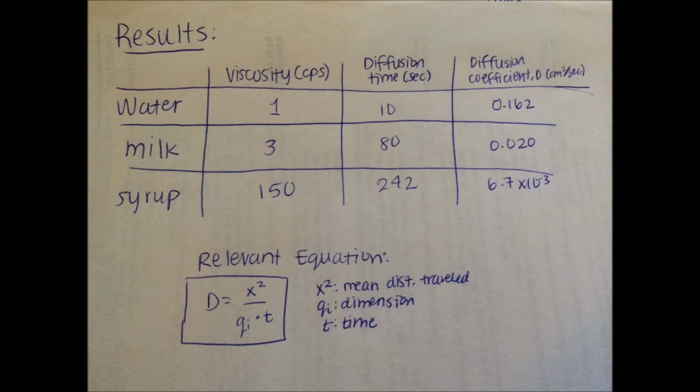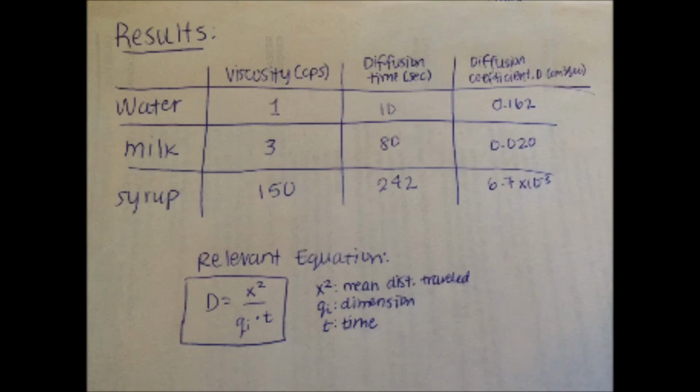Now that our experiment is over, we can compare the relationship between viscosity and diffusivity of our 3 liquids. As you can see, the viscosity of water is 1 CPS, which is the lowest of the 3, but the diffusion coefficient is the highest, 0.162 centimeters squared per second. And also, syrup has the highest viscosity of 150 CPS, while its diffusion coefficient is the lowest, having a value of 6.7 times 10 to the negative 3 centimeters squared per second.